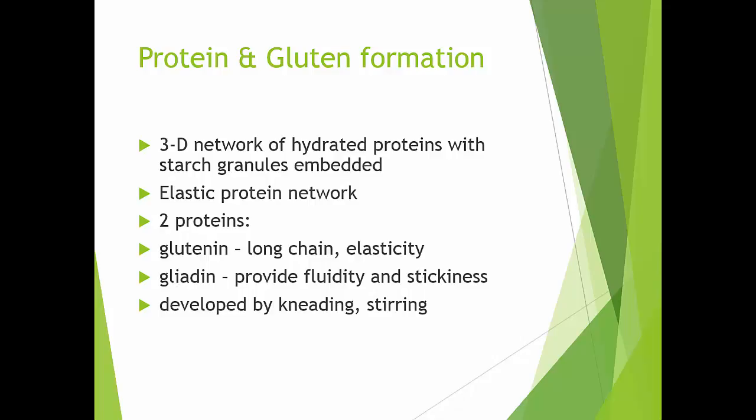Let's look at the process of gluten formation and what gluten is. Gluten is a 3D network of hydrated proteins with starch granules that are embedded. It's an elastic protein network, and there are really 2 proteins that form gluten. One of them is called glutenin, which is a long chain protein with lots of elasticity, and the other one is called gliadin, which provides more fluidity and stickiness. And the gluten is really developed by kneading and also by stirring.